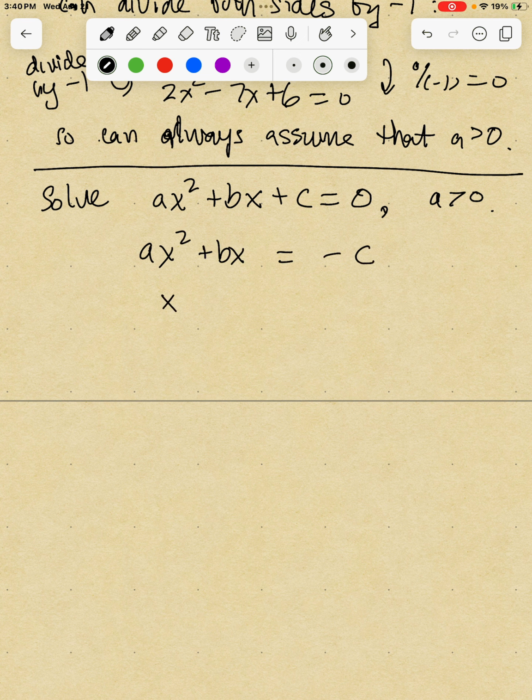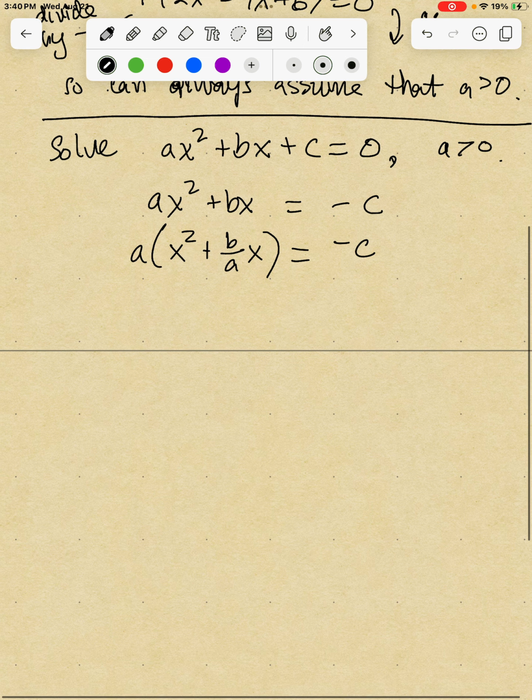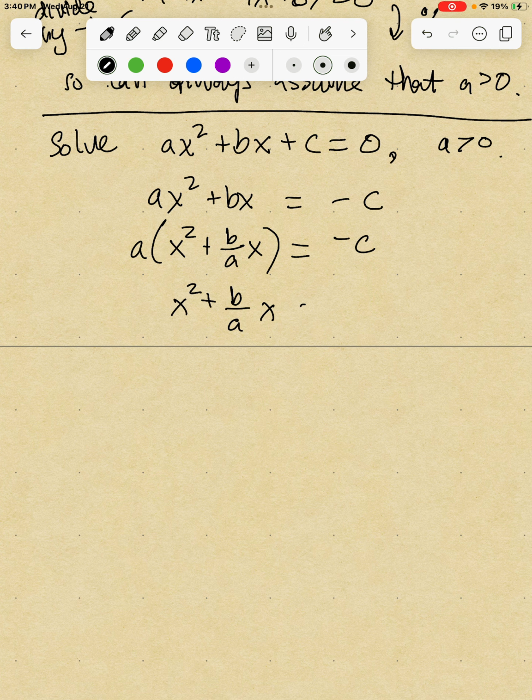And then we'll divide both sides by a. To write all the steps, I'm going to factor a out, and this will leave me with b over a times x equals negative c. I just factored out an a. And then I divide both sides by a, and I get x squared plus b over a x equals negative c over a. Now I'm ready to complete the square.